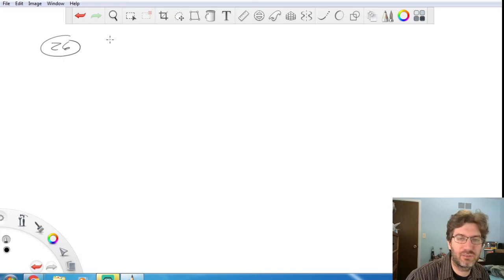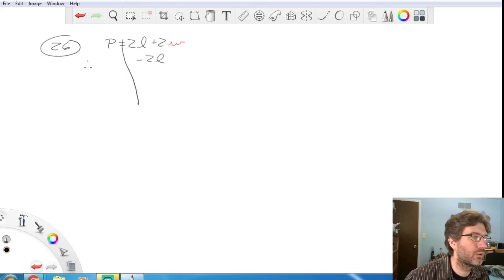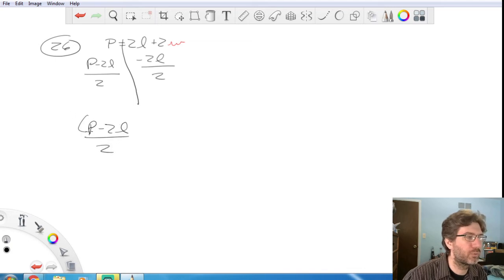again, you have P equals 2L plus 2W, and it wants you to get W by itself. So subtract 2L, P minus 2L, divide by 2, divide by 2. So P minus 2L divided by 2. You could do this. I'd put this in parentheses so I know what you're talking about when you type it in, but technically this is an answer.